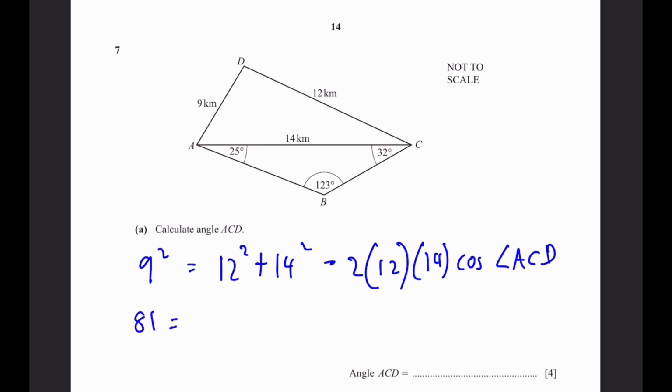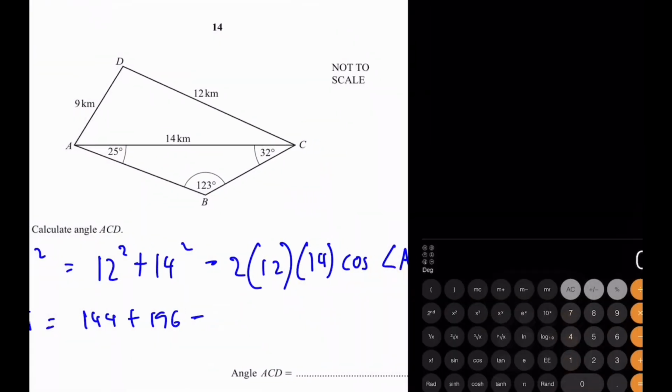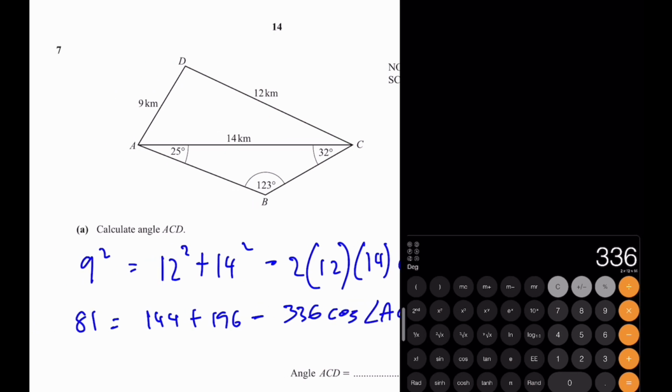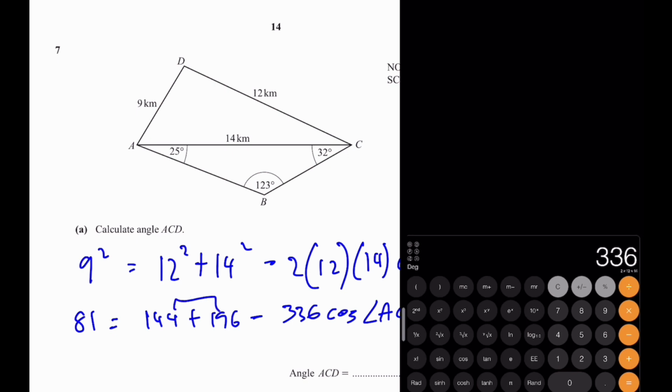That means 81 is equal to 144 plus 196 minus, let's use the calculator, 2 into 12 into 14. So that's 336 cos ACD. Now, when we do 144 plus 196, it will be 340. That means 336 cos angle ACD is equal to 340 minus 81, which is equal to 259.